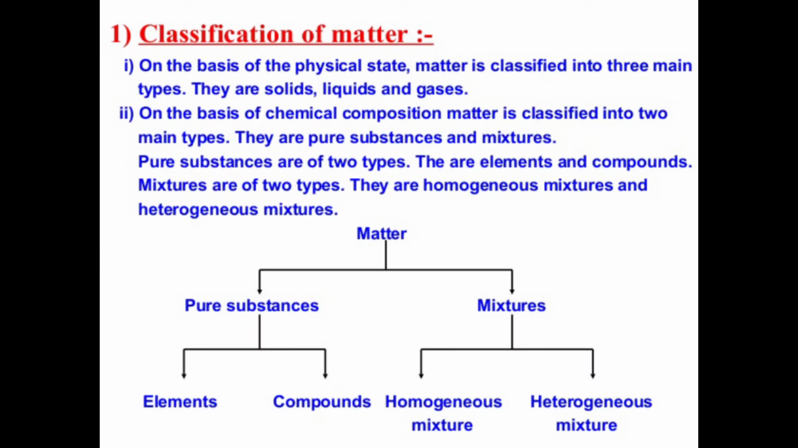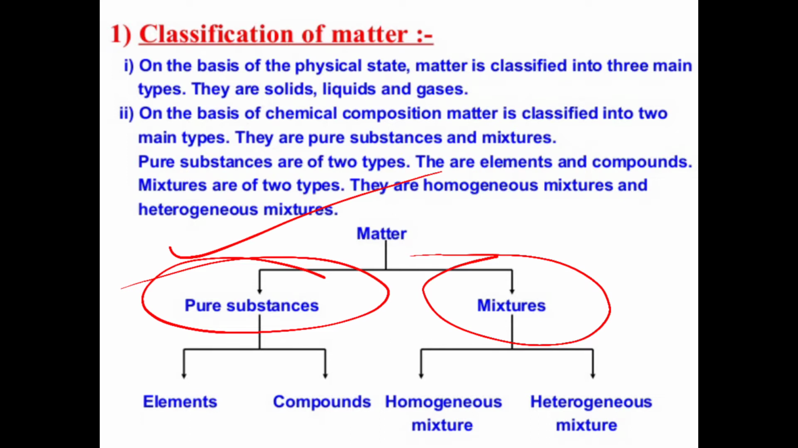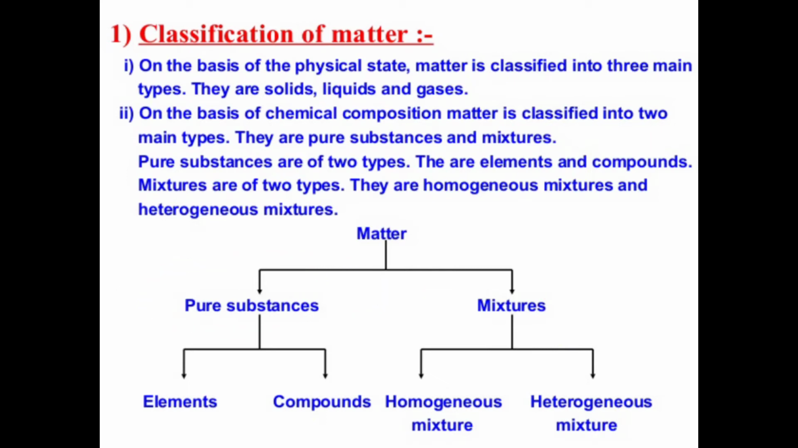Now, here the matter is classified on the basis of physical state, basically into three main categories. They are solid, liquid and gas. I even discussed their different properties with you. On the basis of chemical states, they are basically divided into two parts. The first one is pure, the second one is mixtures, or we should say impure. Another name for the mixture is impure. I think this much is clear to you.